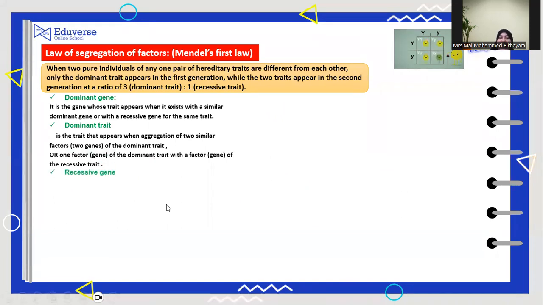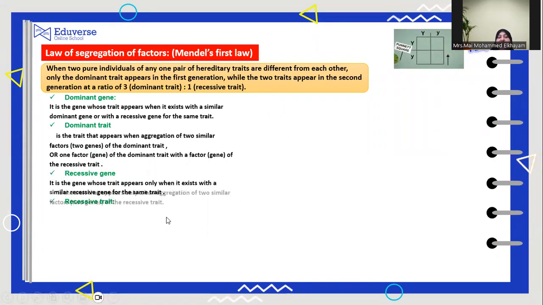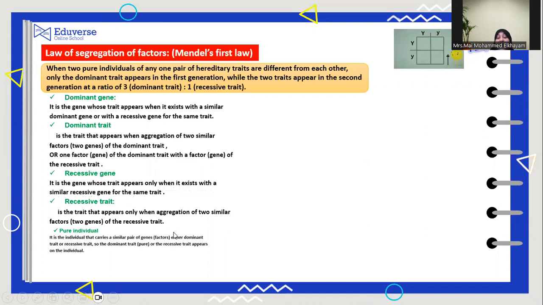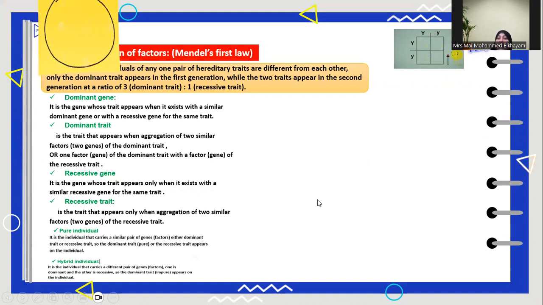Okay, also here I have the recessive gene and the recessive trait, and the pure individual. It is the individual that carries a similar pair of genes, either dominant trait or recessive trait. So the dominant trait pure or the recessive trait appear on the individual. Hybrid individual, it is the individual that carries a different pair of genes. Like here, I have T capital or T small, while hybrid is T capital with T small.